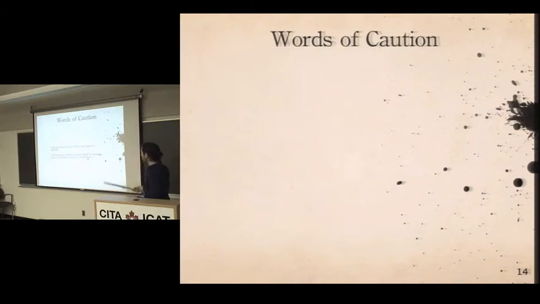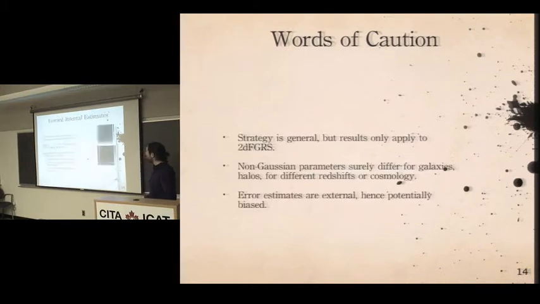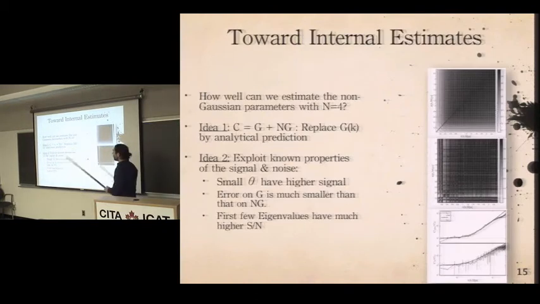And in the data, we don't use dark matter particles. We have galaxies which trace halos. So surely the non-Gaussian parameters will differ. So how do we deal with that? Well, ideally, what one would like to do is to avoid using simulations and use only data, so trying to find a way to estimate these non-Gaussian parameters internally from the data.